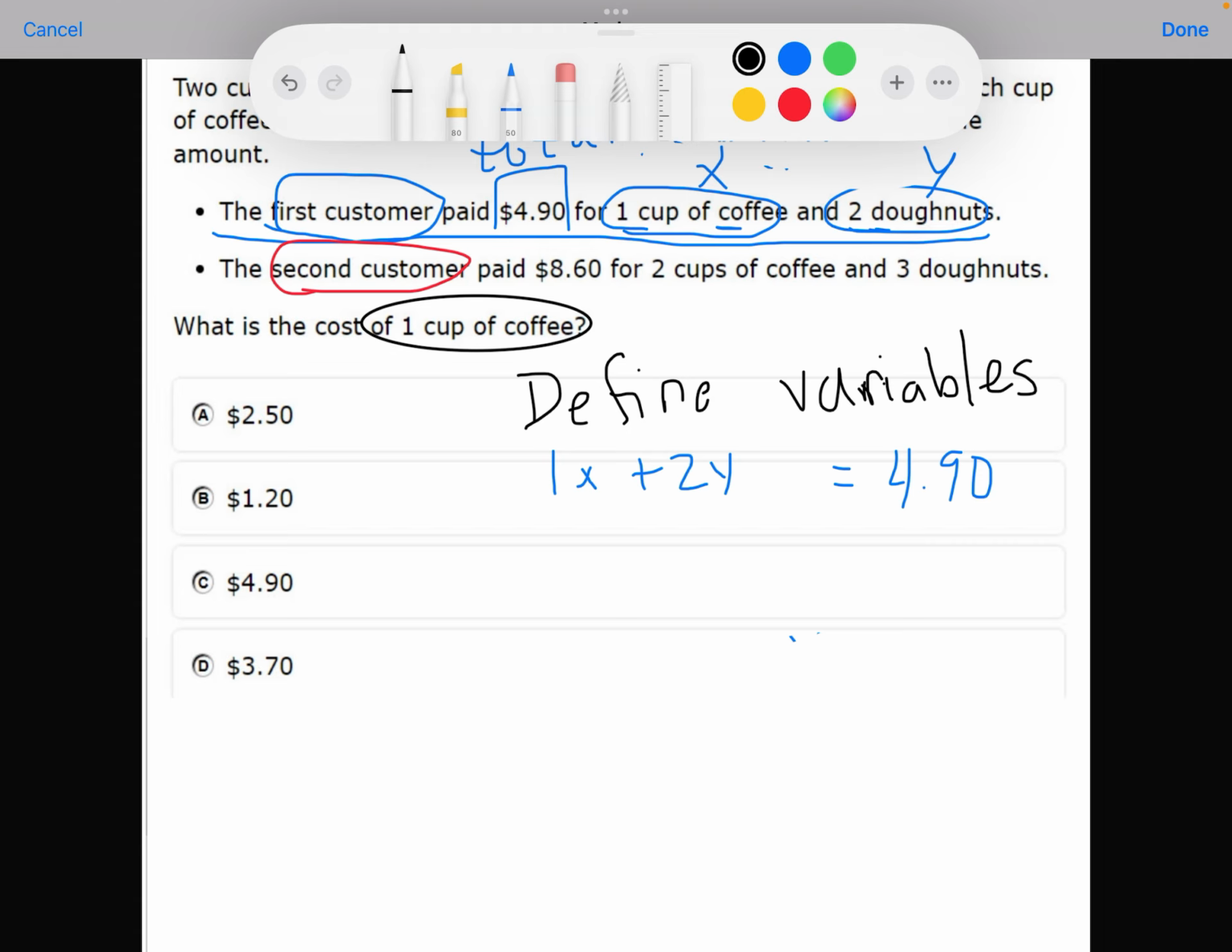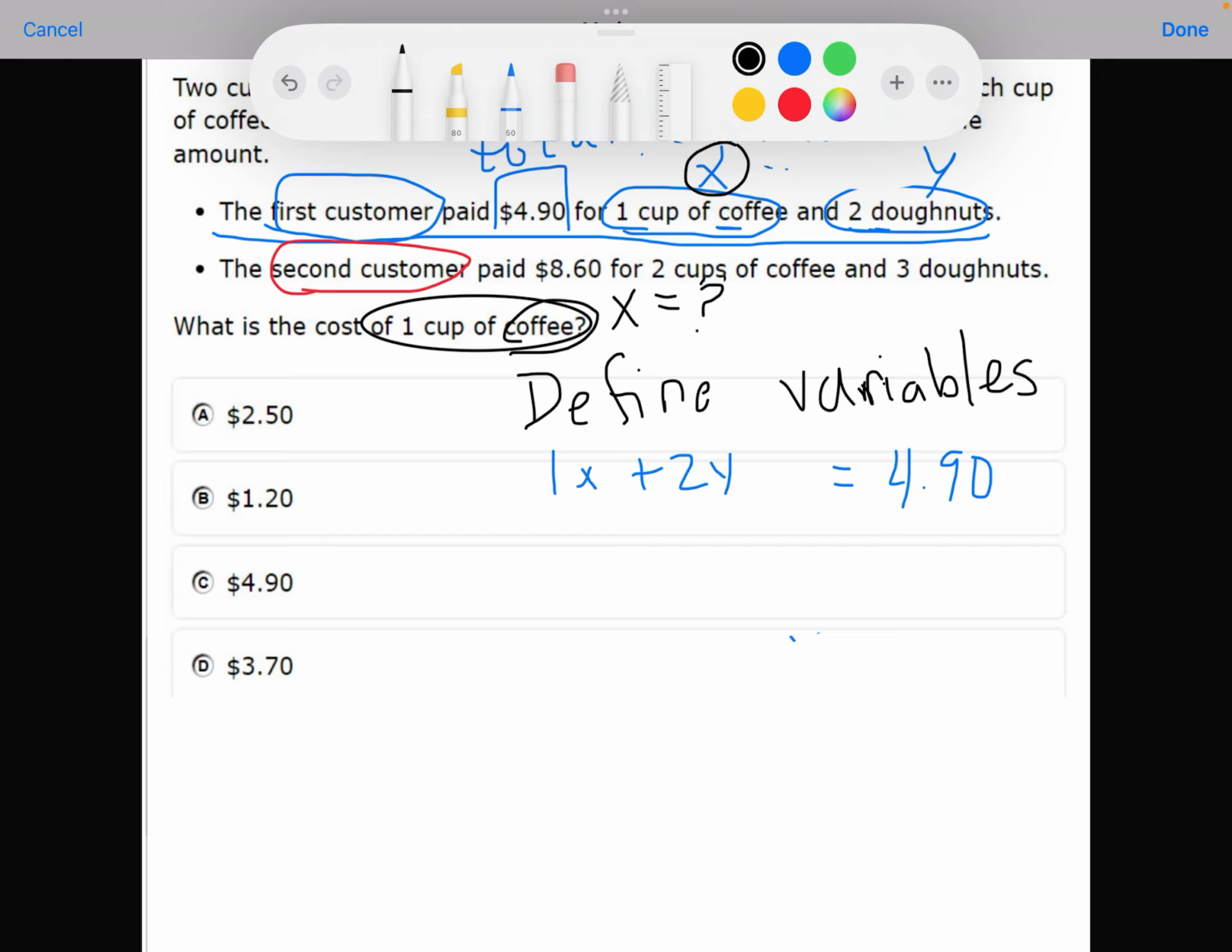So now that I've decided that coffee is my X value, I know that at the very end of this problem, it wants to know what is the X value, right? Let's see if I can make a better question mark there. That's what it wants to know. If it said, for example, what is the cost of 1 donut? Well, then I would need to look at the Y value at the end of all my work rather than the X value. Okay? So hopefully that made sense.